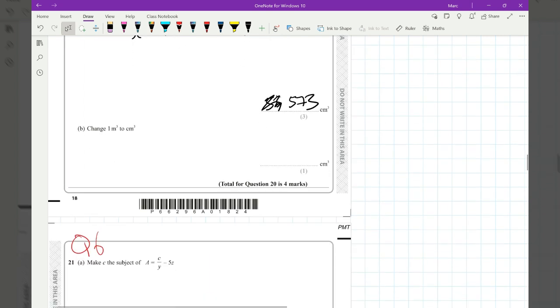This last little bit, 1 meter cubed into centimeters cubed. Normally we would multiply by 100. Because this is centimeters cubed, we're going to cube the value, 100. So 100 cubed, 1, 2, 3, 4, 5, 6, makes 1,000,000 centimeters cubed.